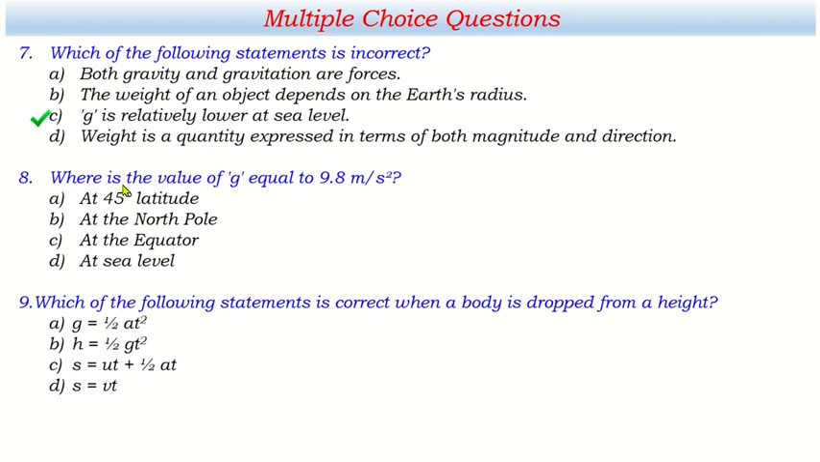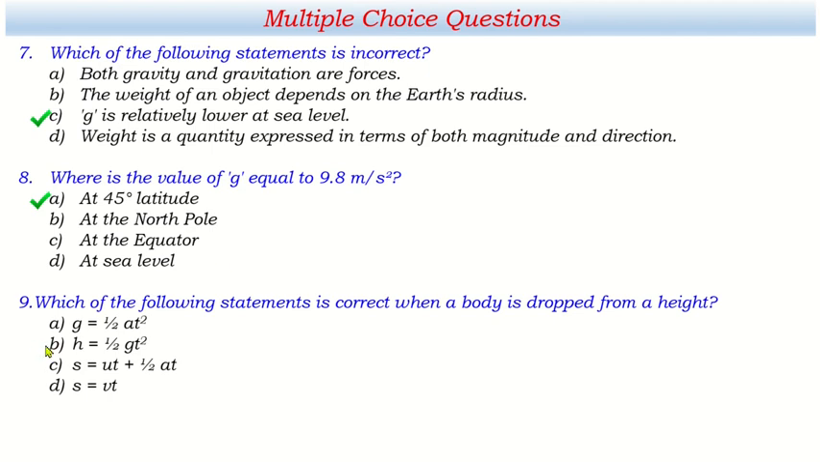Now, where is the value of G equal to 9.8 meter per second square? The average value is 9.8 meter per second square and actually it is at 45 degree latitude and it is taken as the average value for the entire surface of the earth. Now next, which of the following statements is correct when a body is dropped from a height?